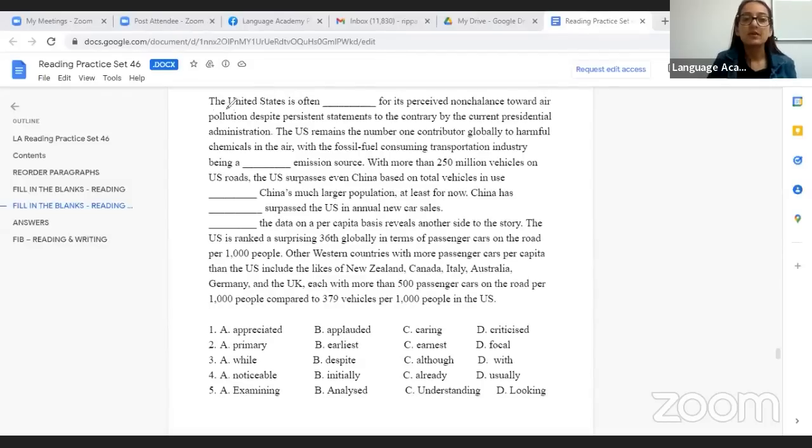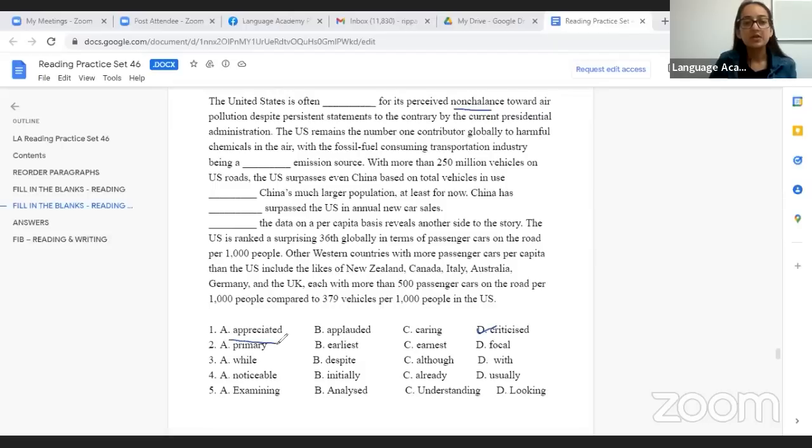So here it says the United States is dash for its perceived nonchalance. I read this word for the first time. Toward air pollution, despite persistent statements to the contrary. So it is something negative. So air pollution is not a good thing, not a positive thing. So we will say US is criticized for its perceived nonchalance toward air pollution.